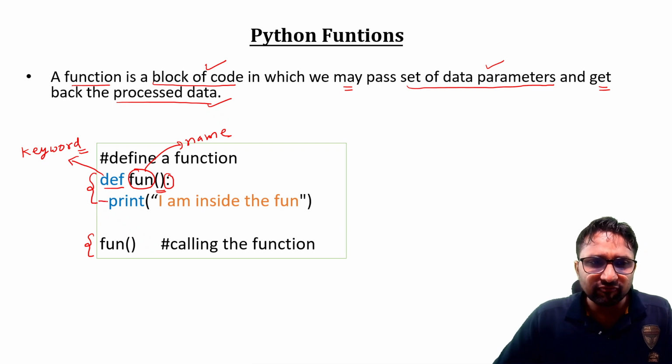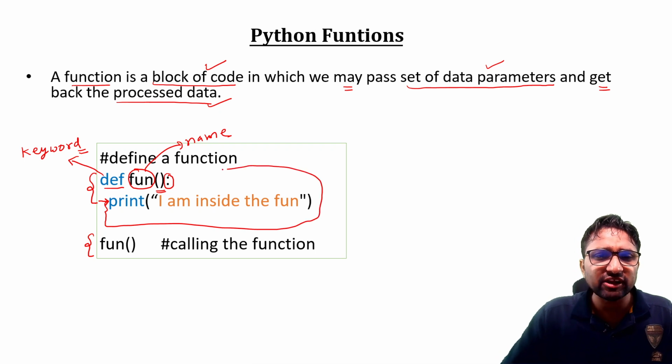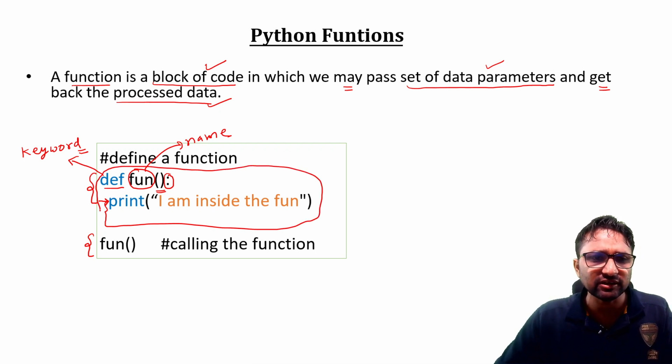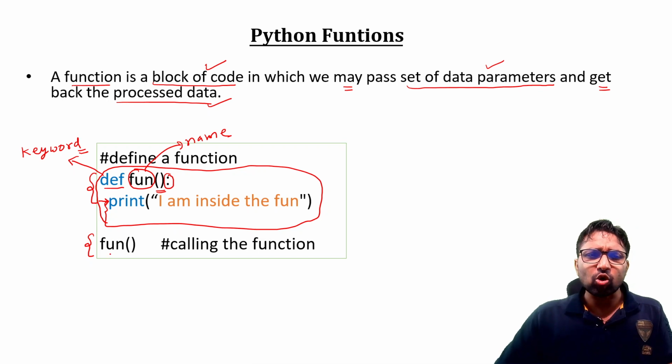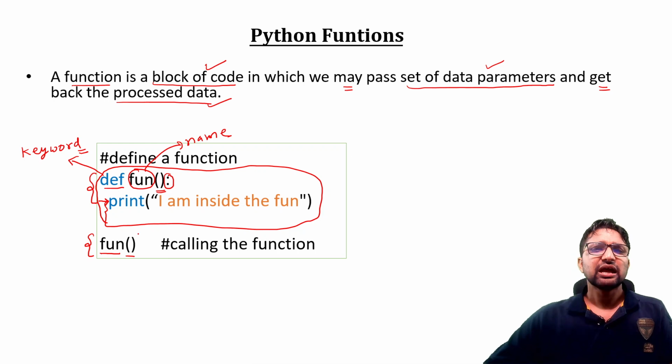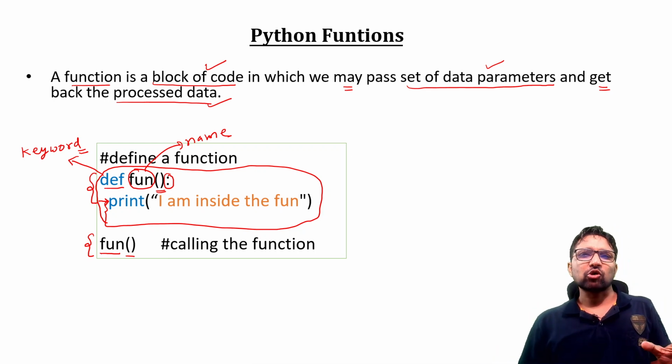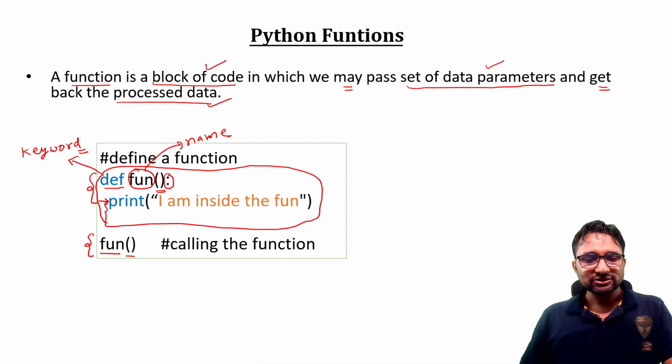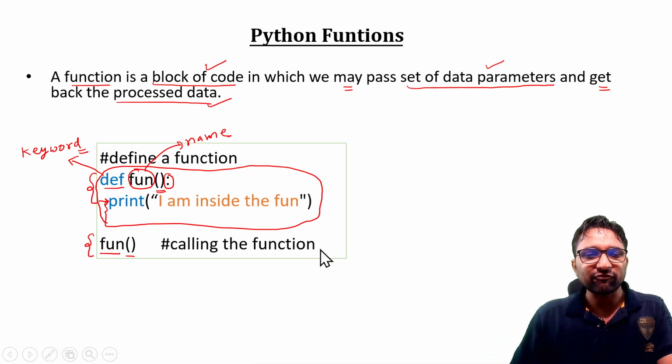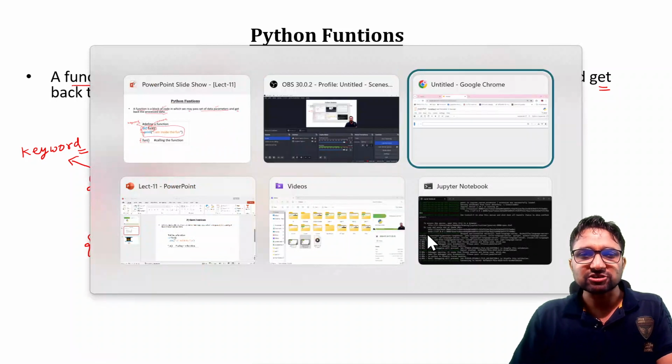The function body part starts with the indentation. Whatever we write after indentation will be the body part of this function. So this is how we define the function. To call the function, we simply write the function name and round braces. That's it. So this is the basic thing, how we define a function and how we call the function. Let's do all the operations on the function in our Jupyter notebook. So let me go to the Jupyter notebook and perform various operations on the function.